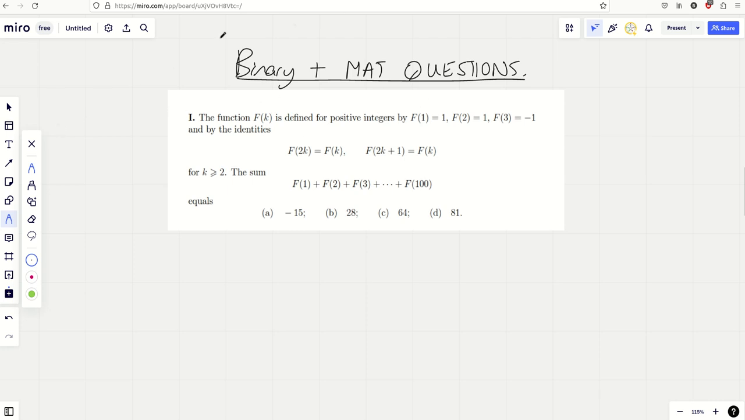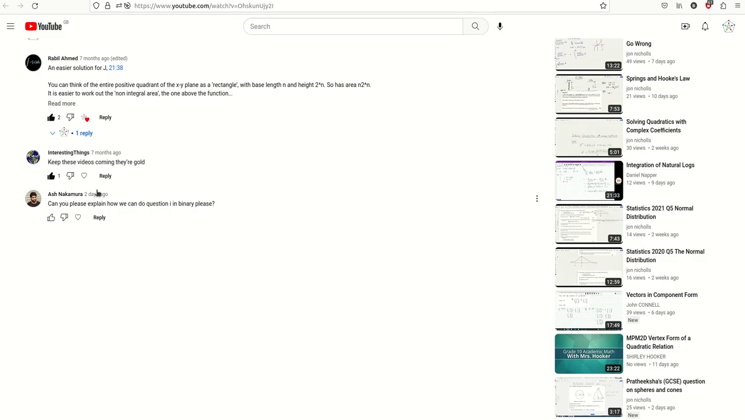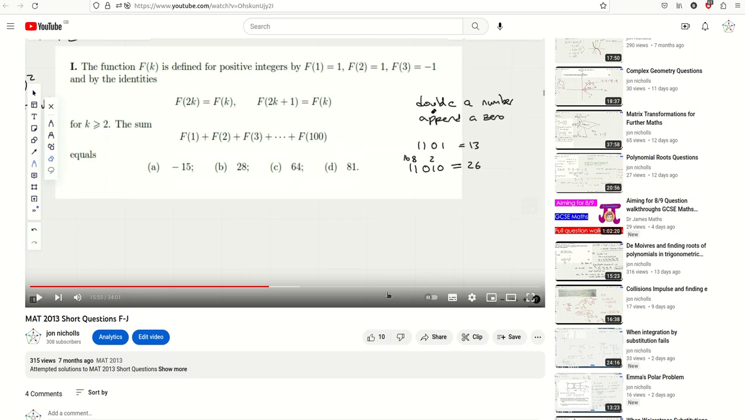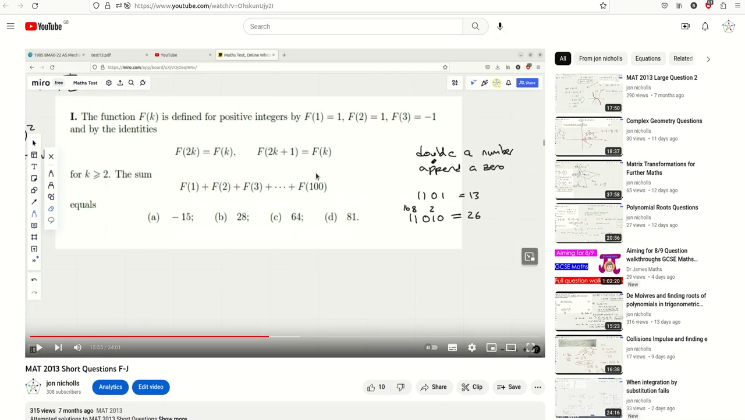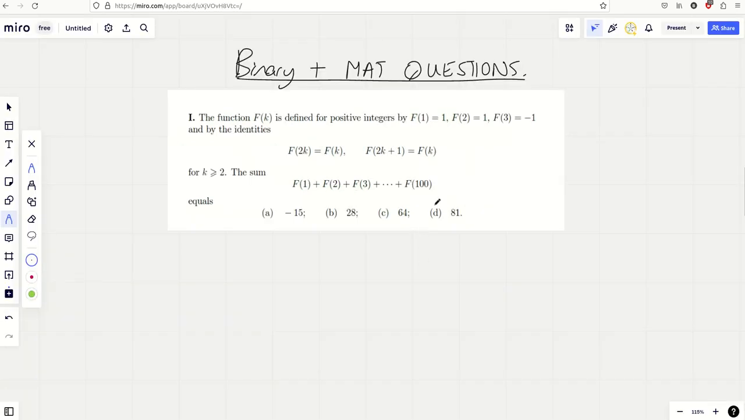Hi everyone, just doing this video after a quick comment from Ash, who's asked, can I do this question in binary, number part I? I said I could do it in the video like this. Looked at the video, thought, can I do that in binary? I've decided, yes, I can do it in binary. So let's have a quick look.